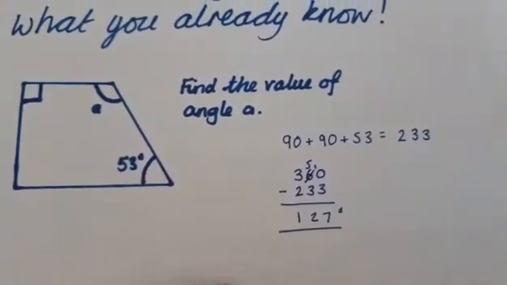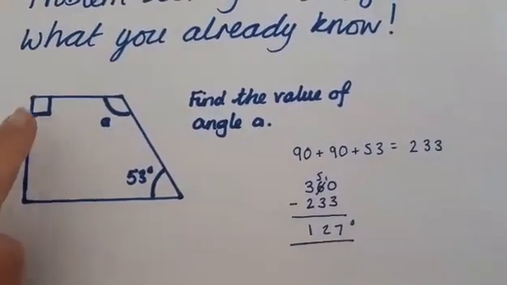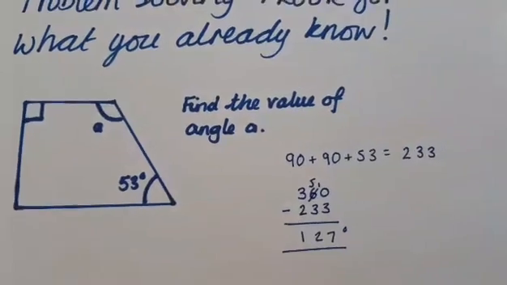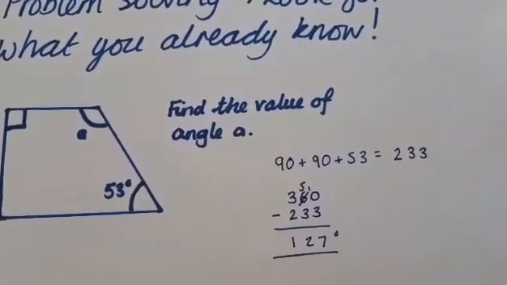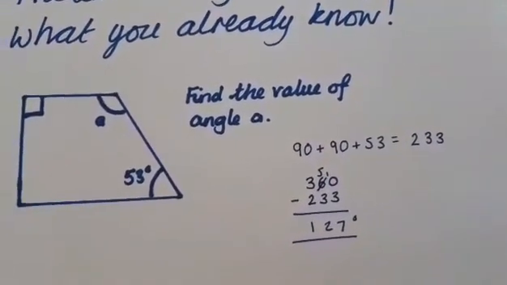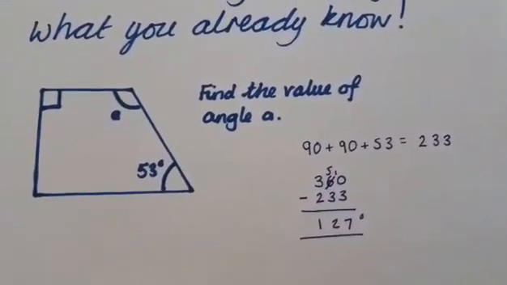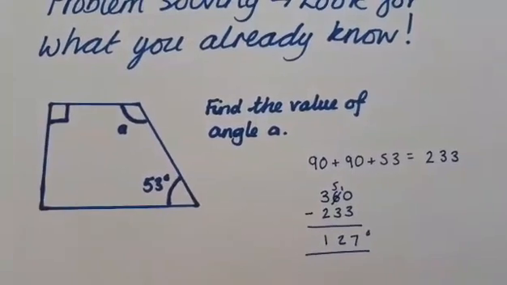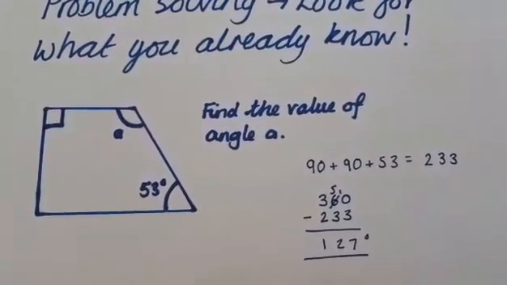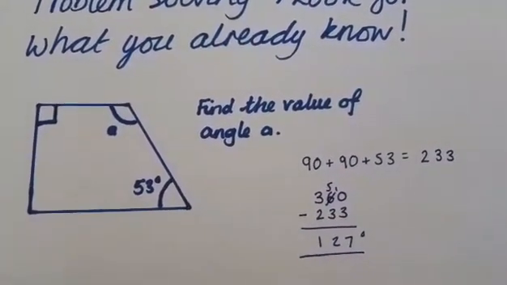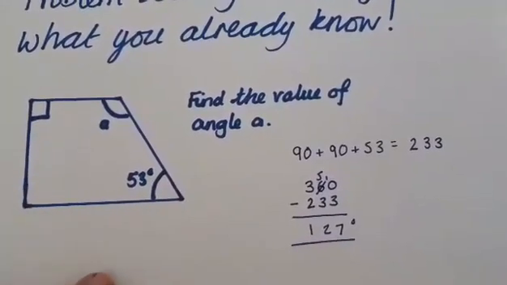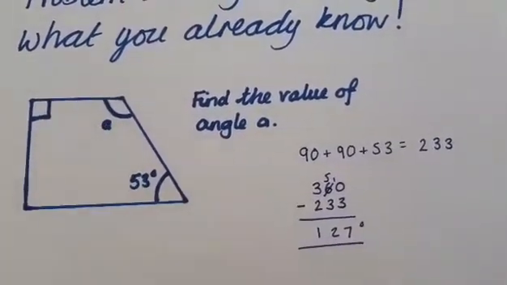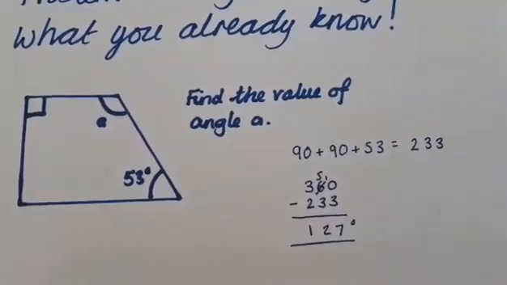So I start by adding together what I already know. My two 90s for my two right angles add 53. I can do that one mentally, 233 degrees. Then I have to remember that fact from earlier. All quadrilaterals, the internal angles total 360 degrees. So I subtract my 233 from that to get 127 degrees. So I now know angle A is 127 degrees.